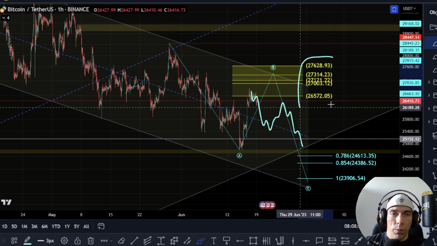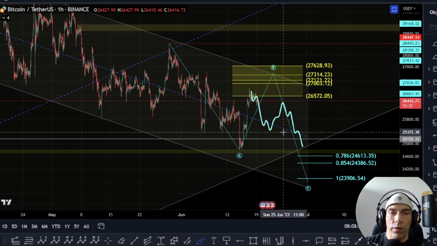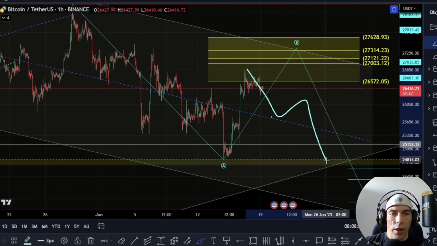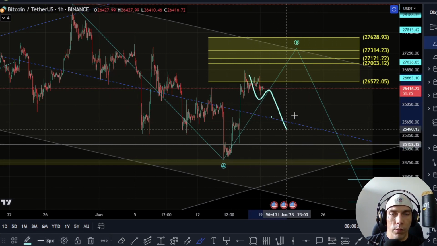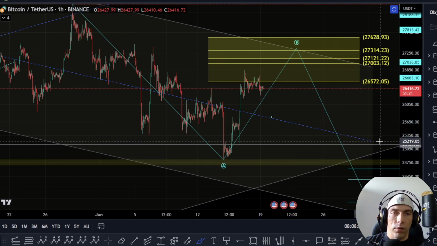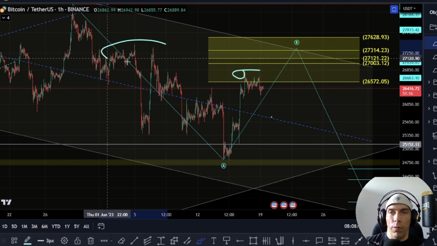Now the typical zone of rejection here would be this 27,628 to this 26,572. So we need to just keep an eye on this. If we do just see a bigger breakdown here, even if this is in 5 waves, 1, 2, 3, 4, 5, what we could see is, like I said, that zigzag to the downside, and then still actually look to be in this B wave and still look to push up and sweep some of these highs.